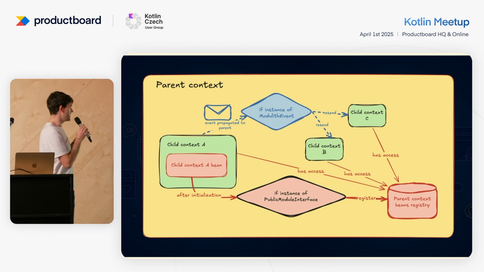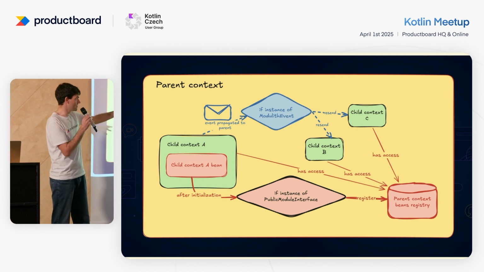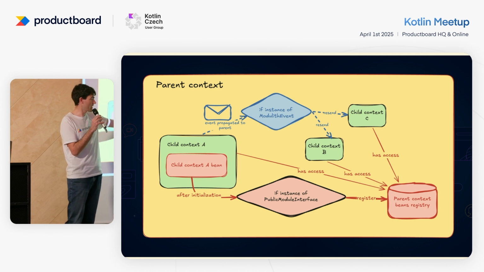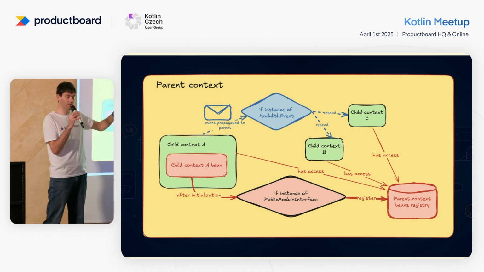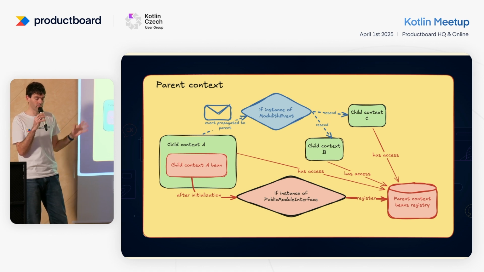So that means, and that's what I actually said, that because child contexts have access to beans in the parent context, we can access them and we can normally autowire them as if you would instantiate them in your normal context.